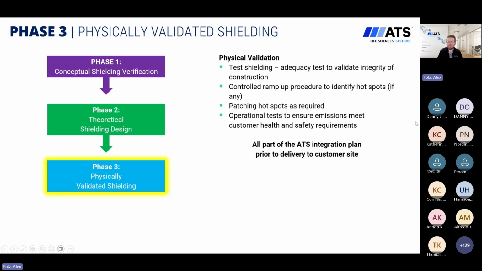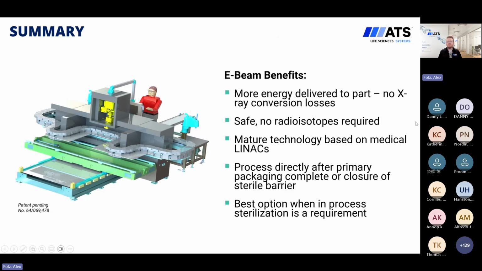All right, that's a little bit more on our shielding. That takes me to a summary slide here, getting to the conclusion of our presentation today. E-beam benefits: more energy delivered to the part, and there are no X-ray conversion losses. Unlike cobalt 60, they're safe, with no radioisotopes required. When you turn this off, the safety hazard is removed.